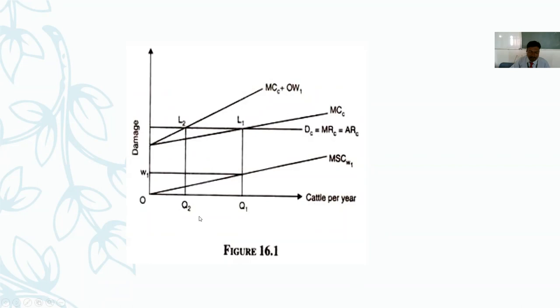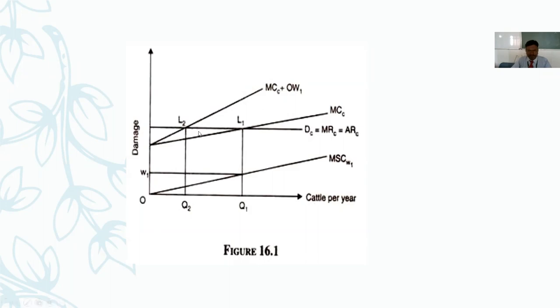The third party, person two, is giving some amount of incentive. What they previously lost, OW1, now they are getting one, they are losing only this amount, and this amount has been paid to them for the loss of expansion. Just to not expand the cattle, they are providing the incentive.